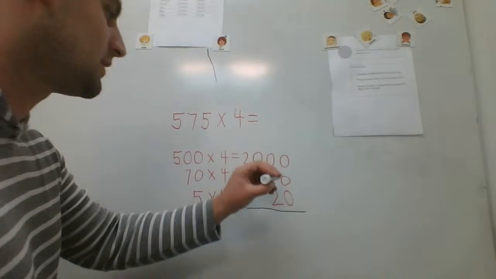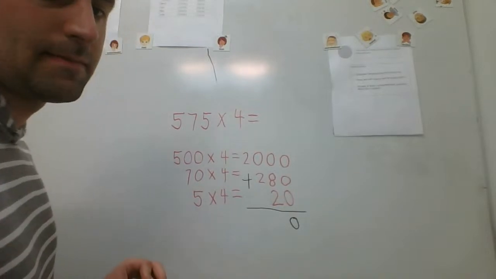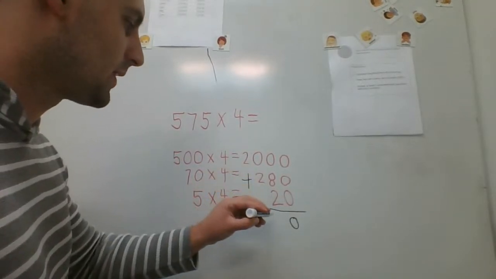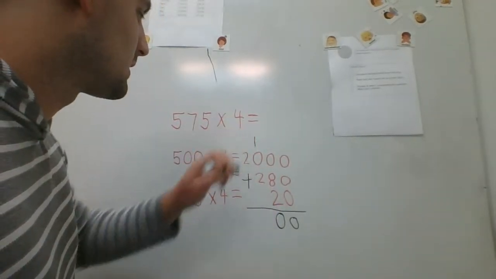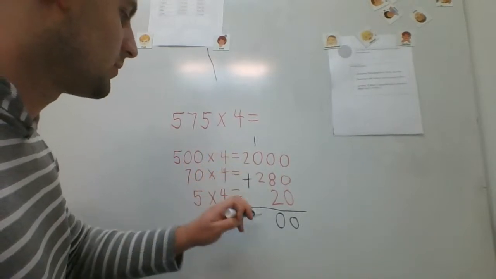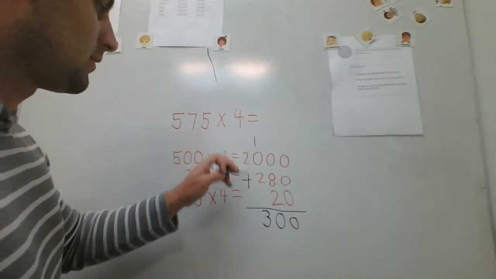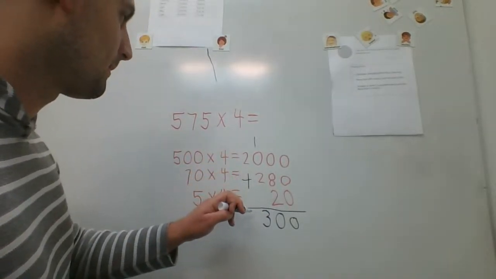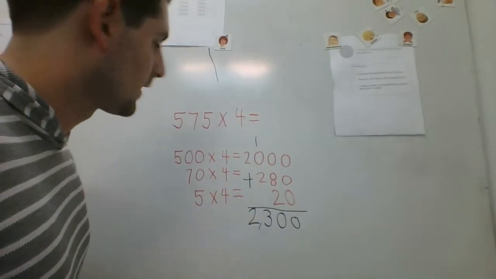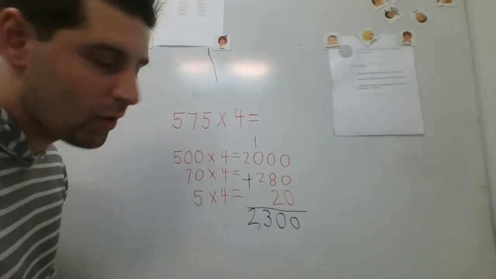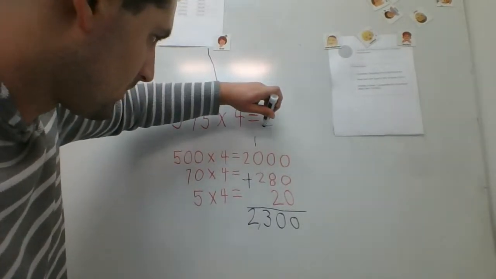So starting in the ones place, 0 plus 0 plus 0 equals 0. 0 plus 8 plus 2 equals 10. 0, carry the 1. 1 plus 0 plus 2 equals 3. 2 plus 0 equals 2. And we have our final answer. 575 times 4 equals 2,300. So I'm going to write that in here.